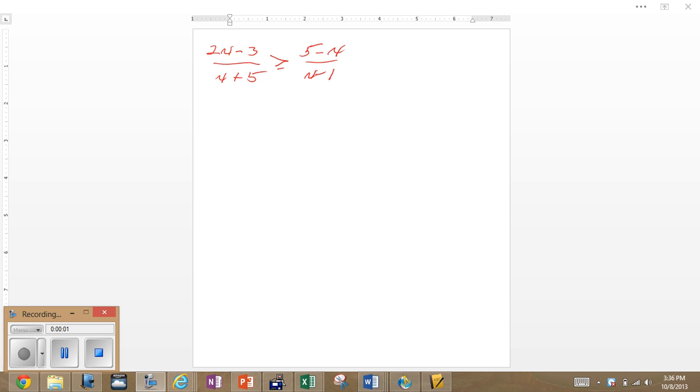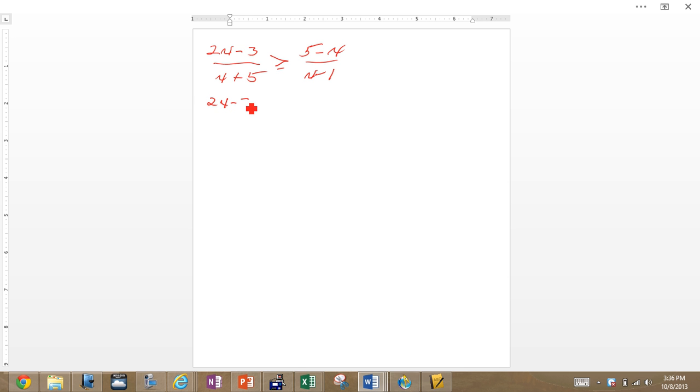Let's take a look at another rational inequality. Again, the only thing you can do here is pull everything over and compare it to 0. So here we go: (2x minus 3) over (x plus 5), minus (5 minus x) over (x minus 1). Now that can be compared as greater than or equal to 0.